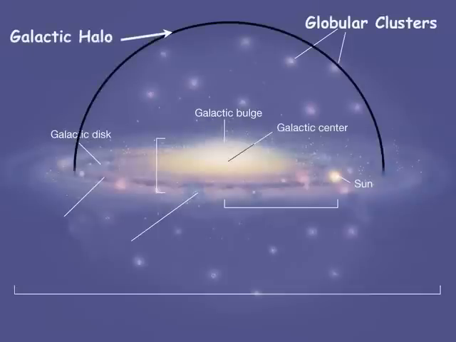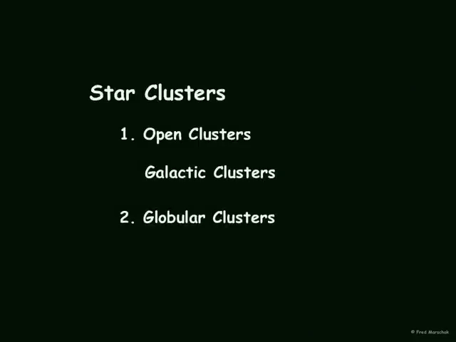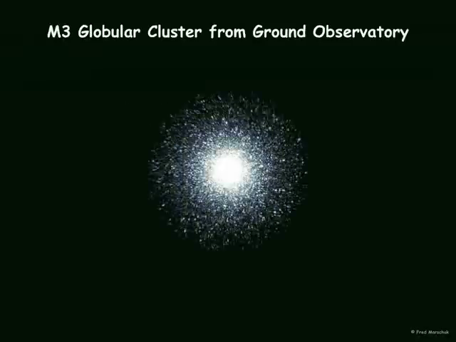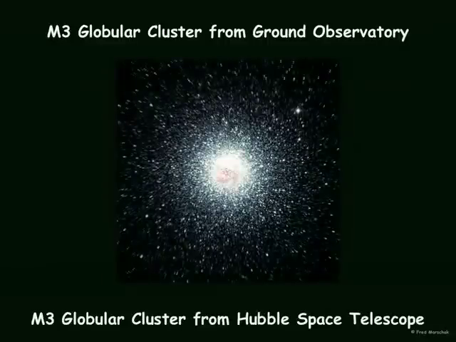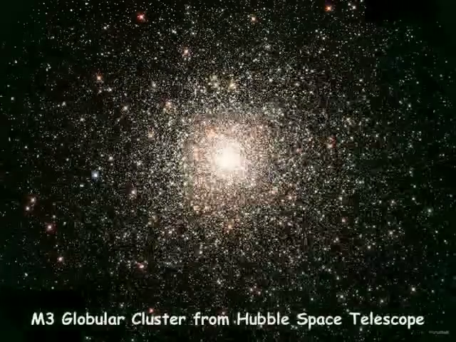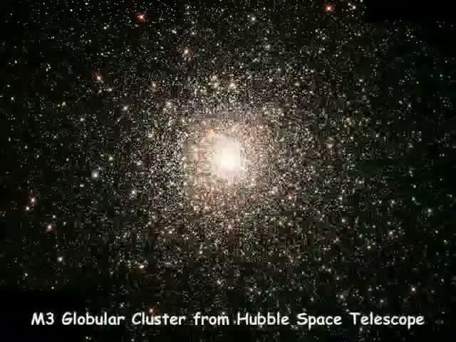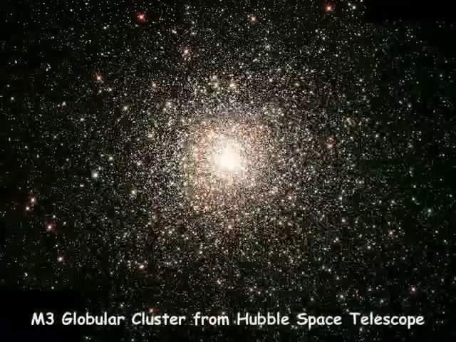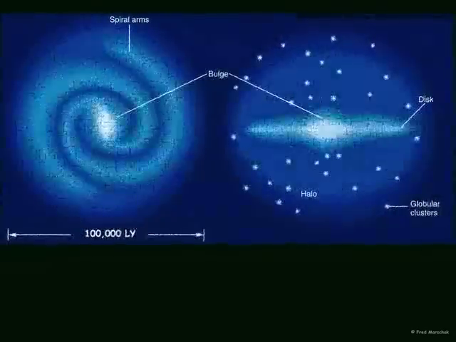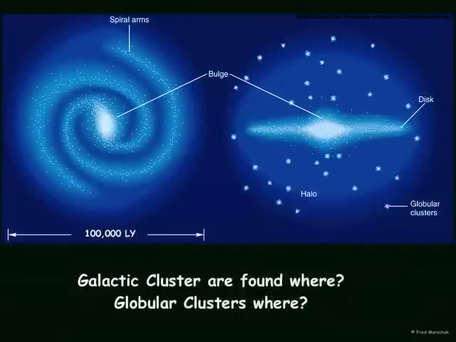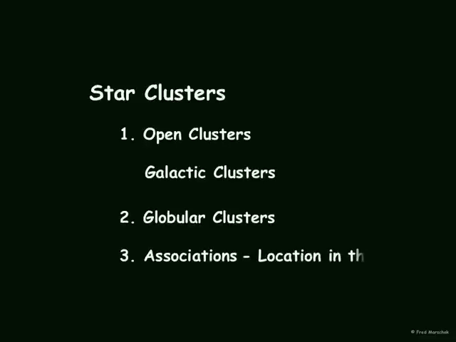Now, there are globular clusters, but they aren't in the disk. They're in the galactic halo. So they're all much further away. So besides these open clusters, we have what are called globular clusters. And the globular clusters, this is one through a fairly large telescope. Let's look at it through the Hubble. See how much more detail you can see. The resolution is much, much better. Notice how red they are. That's because they're very old stars. So galactic clusters are found in the galactic plane, and the globular clusters are found in the halo.